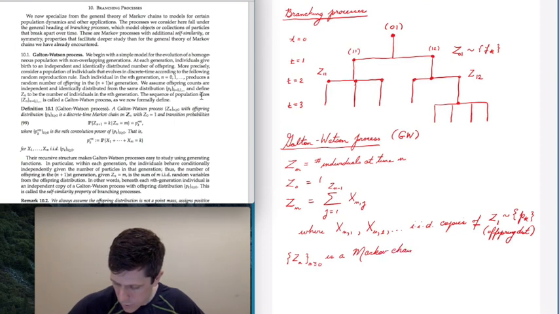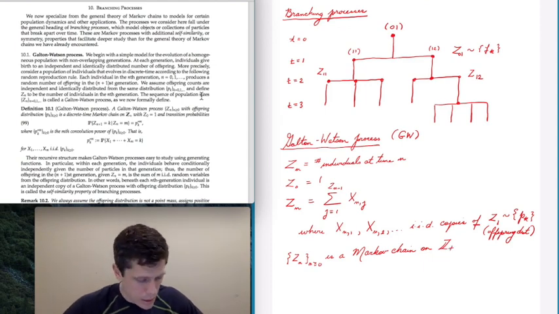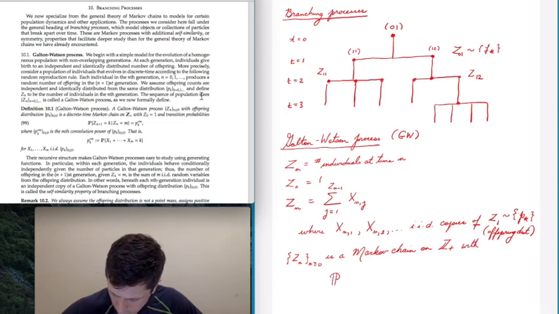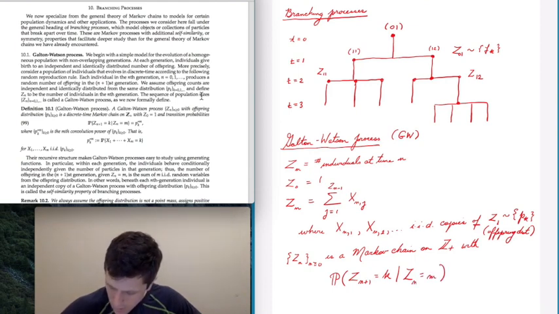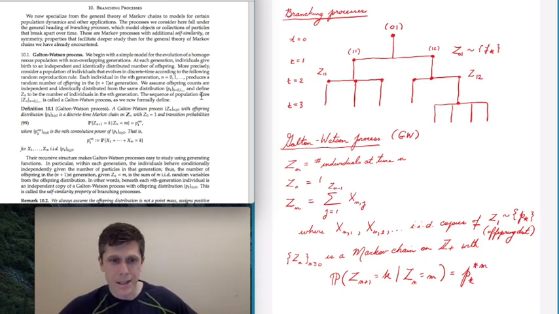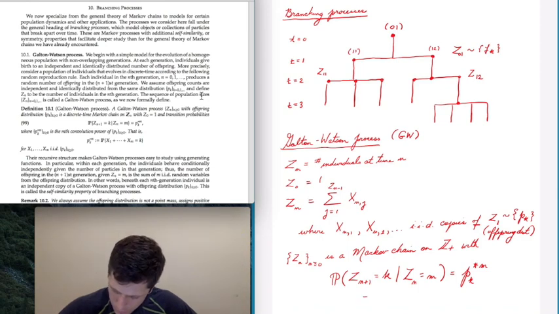On the positive integers, or the non-negative integers, including zero, with transition probabilities given by the probability that Zn plus 1 equals k, given Zn equals m. So this is equal to the offspring distribution pk star m, which is the m-fold convolution of the offspring distribution.